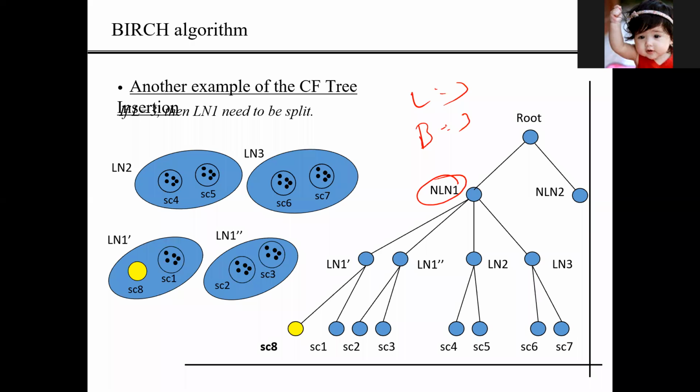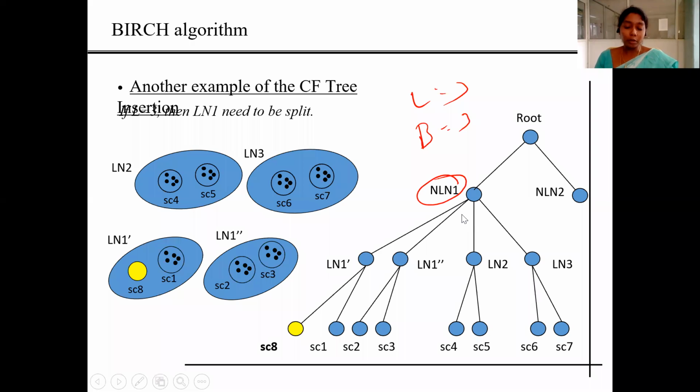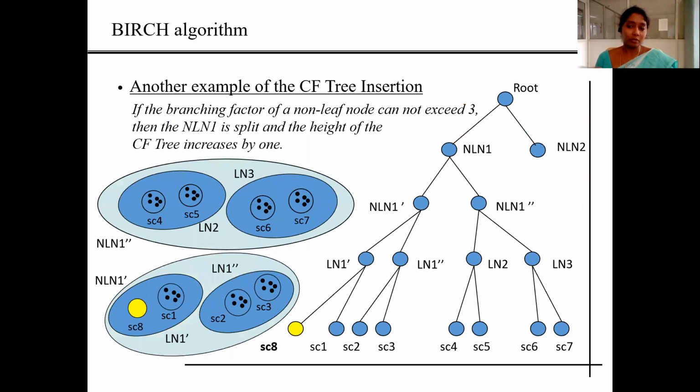We need to split the non-leaf node, because the branching factor is only 3 and here it exceeds the limit. We need to split the non-leaf node into 2 nodes. So automatically the height of the tree is extended by 1. In this way we can make the insertion into the CF tree.